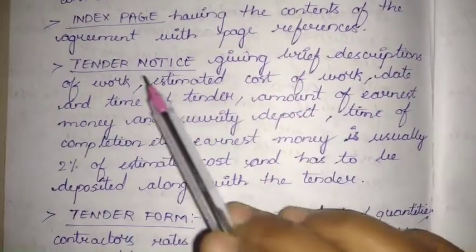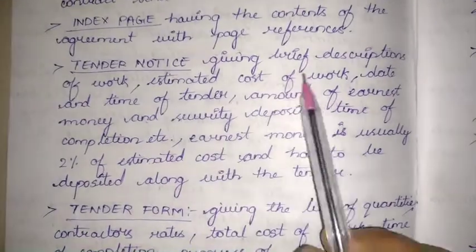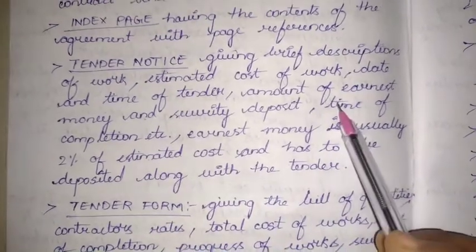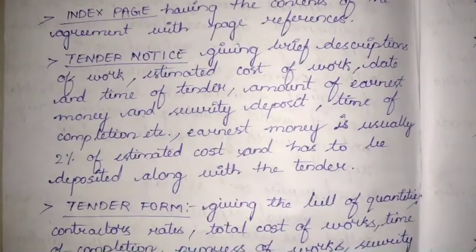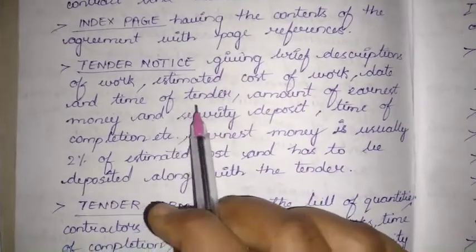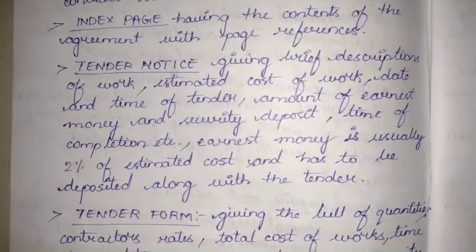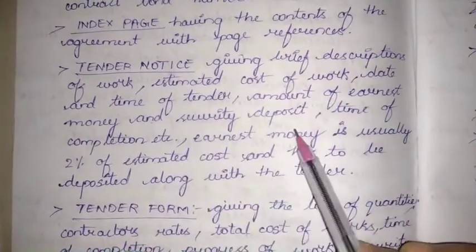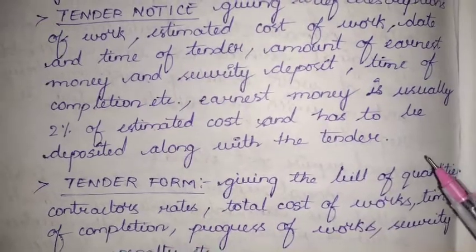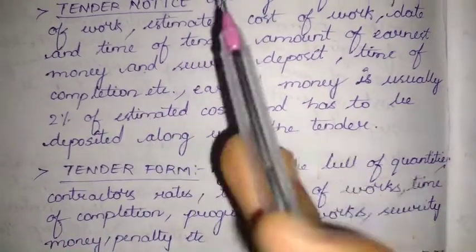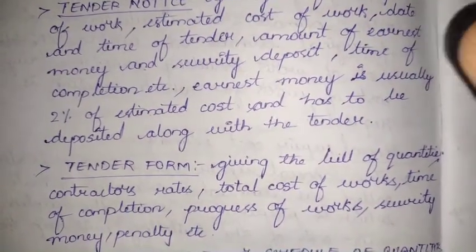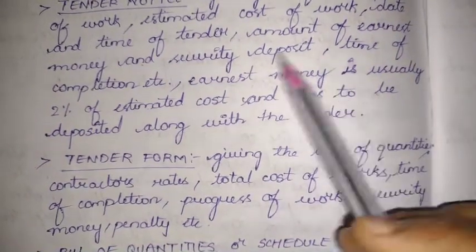So the tender notice will also contain the brief description of work, what all the work to be undertaken, and the estimated cost of work. What is the cost of the work that is being undertaken? Estimated one. Date and time of the tender: the date and time at which the tender was given. Amount of earnest money, security deposit. I told you what earnest money is. Security deposit is also to be mentioned. Next, time of completion. The time period given to the person to complete this work is also to be mentioned on that.